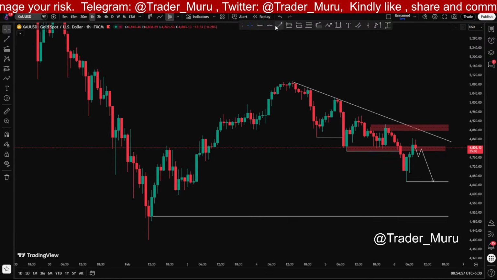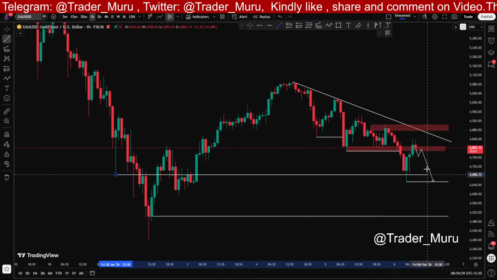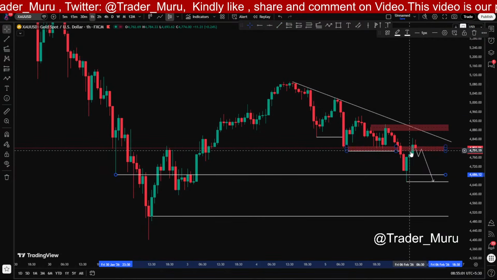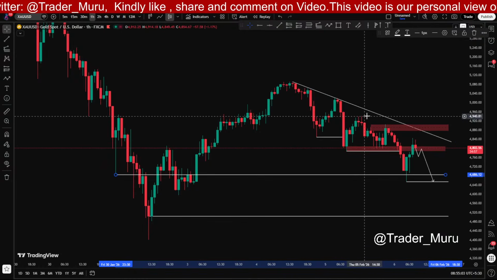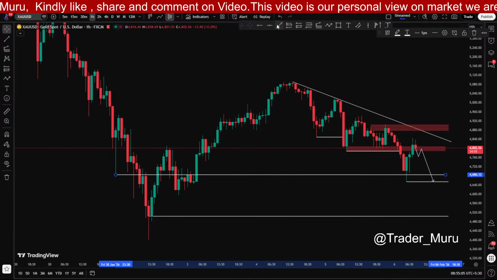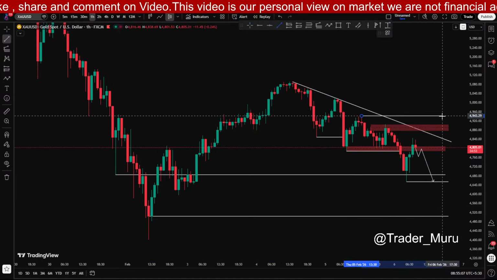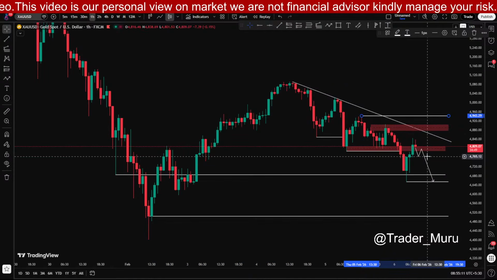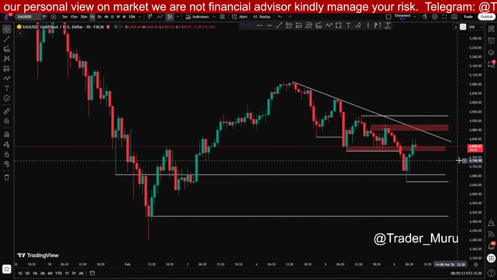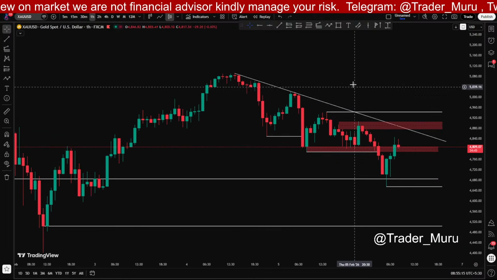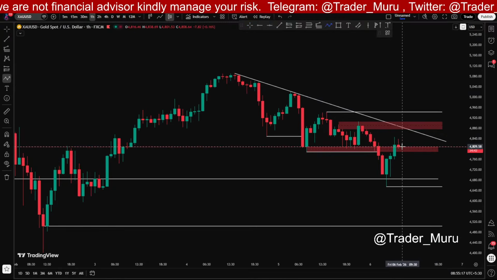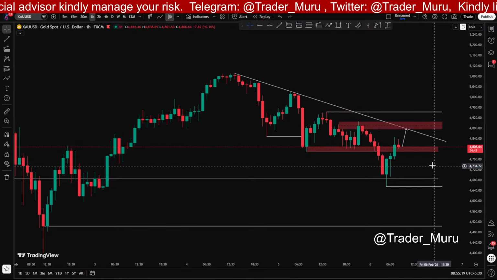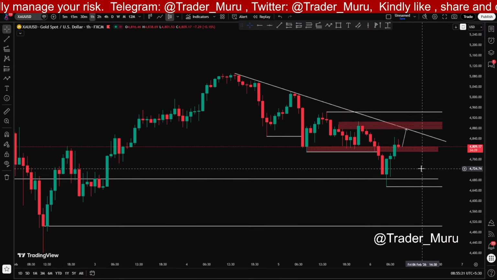Price has already tested this QML area, so it's possible it will go up, but after this change of character, price will give you a 1 hour change of character above this line. Before that it is still bearish. So first we expect a pump, then we expect a drop.